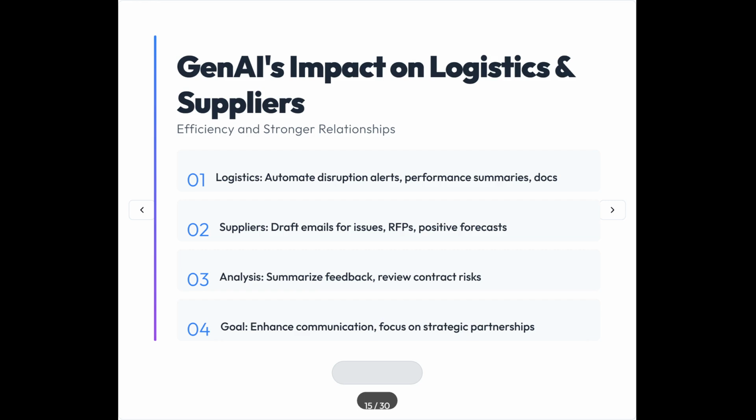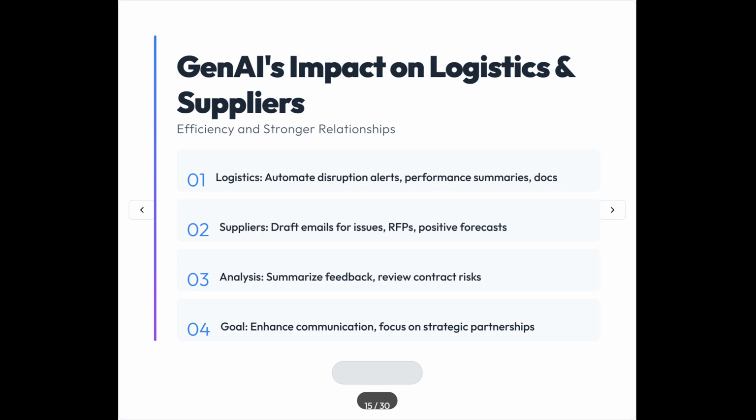Let's recap this lesson. In logistics, generative AI helps manage disruptions by drafting customer alerts in seconds and summarizes carrier performance data. It also speeds up weekly reports and customs documentation. For supplier relationship management, GenAI enables quick drafting of emails for issue resolution, RFP generation, and strengthening partnerships. It also helps analyze supplier performance and risk in contracts.